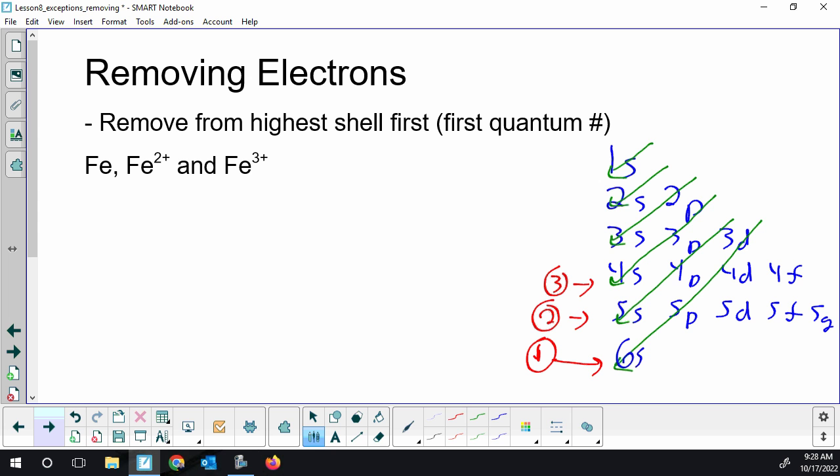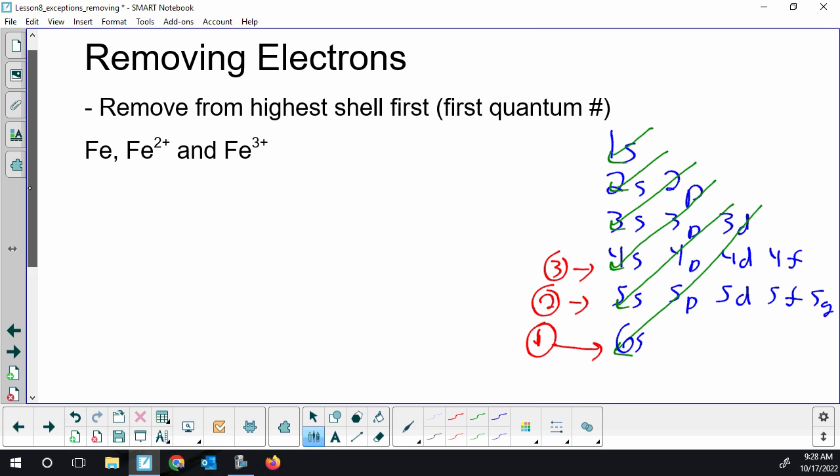So let's look at iron, the atom, the elemental, and then we'll look at Fe2+. We've got to take away 2 electrons to make it 2+, and then we're going to have to take away 3 electrons to make it 3+. Then we'll do the same thing with copper.